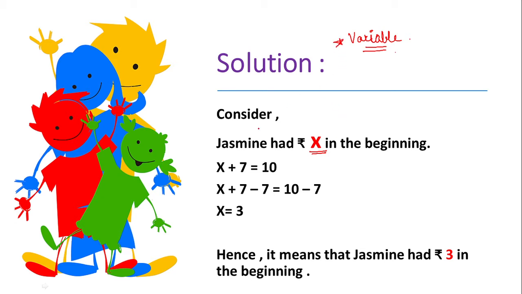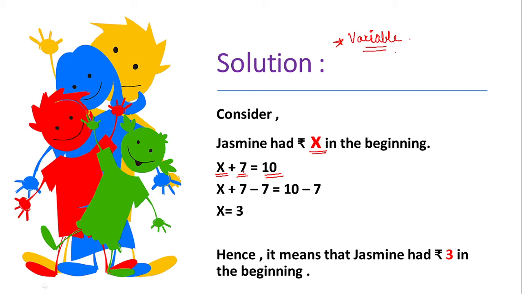Now what did we say? Jasmine had rupees X in the beginning. According to the condition, initially she had rupees X. Mama gave her rupees 7. And at the end, it all became together rupees 10. Correct? So what did we do, children? We have constructed an equation. Now what next? Children, we just want the value of X. That is, how much did Jasmine have in the beginning?